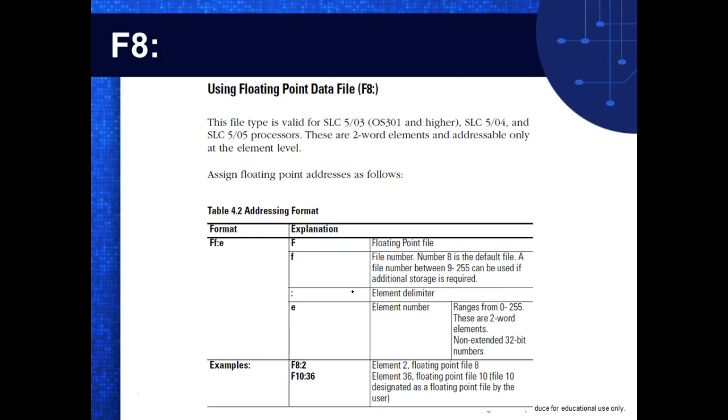But right here they say F, and what is F? The file number. Number 8 is the default. A file number between 9 and 255 can also be used for additional storage if required. So those out past 8 are what? User definable. Right? You understand that?